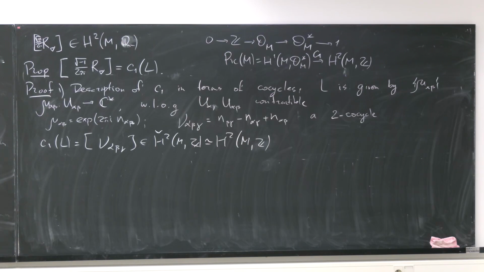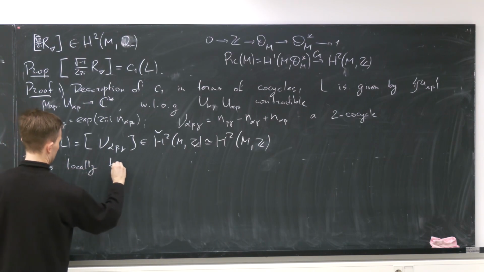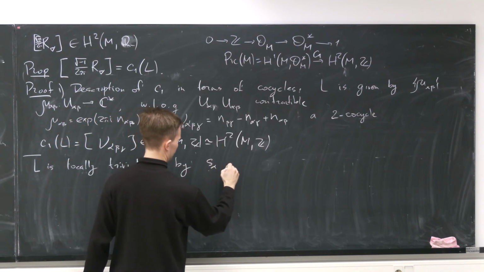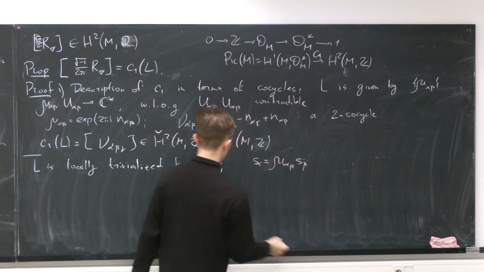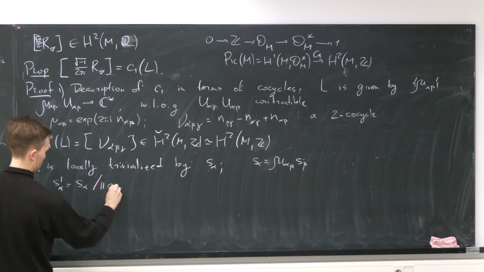So we may change this cocycle mu in order to compare it with what is given by the curvature, we change it by a coboundary. So we change it in the following way. Let's say that L is locally trivialized by the sections S alpha. So S alpha is mu alpha beta times S beta. And let's define S alpha prime, which is S alpha divided by the norm of S alpha.